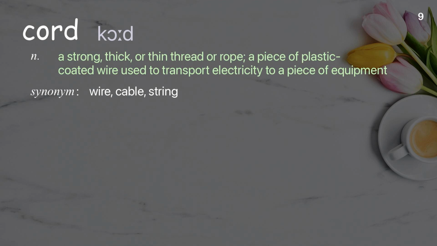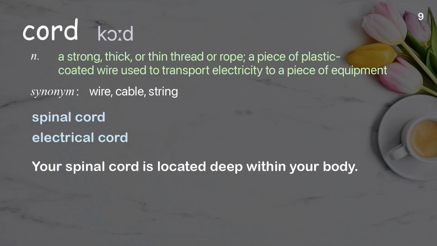Cord. A strong, thick, or thin thread or rope, a piece of plastic-coated wire used to transport electricity to a piece of equipment. Examples: Spinal cord. Electrical cord. Your spinal cord is located deep within your body.